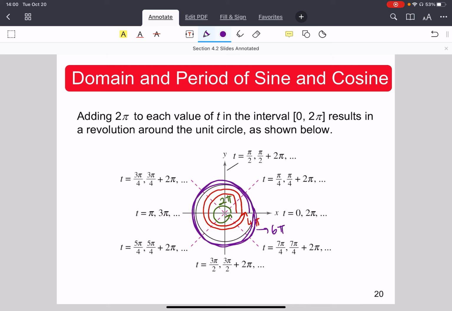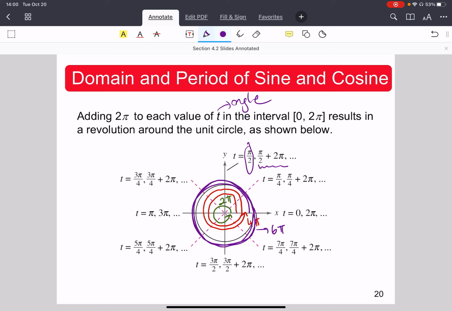And you can also do the same thing in the negative direction. You can have -2 pi, -4 pi, -6 pi, and things like that. So you can always repeat. What that means is that adding 2 pi to each value of t, which is my angle, results in a revolution around the unit circle as given below, where you might have things like, if your angle is pi over 2, then you may have pi over 2 plus 2 pi.